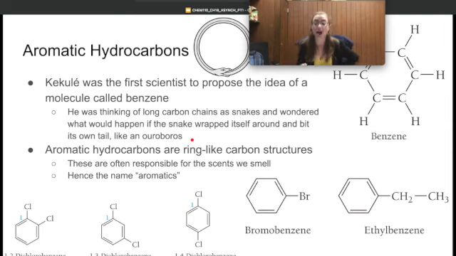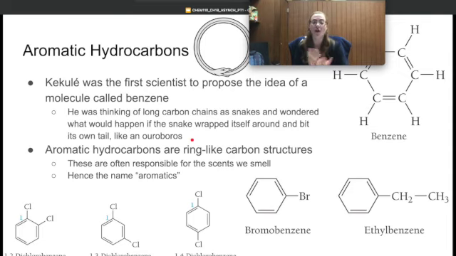These are the ones that are actually often responsible for the scents that we smell. They're quite volatile. They kind of effervesce quite often. So this is wafting in the chemistry lab. These are often responsible for the scents that we smell, flowers, perfumes, anything. Anything you're smelling, 9 times out of 10 is going to be an aromatic hydrocarbon.